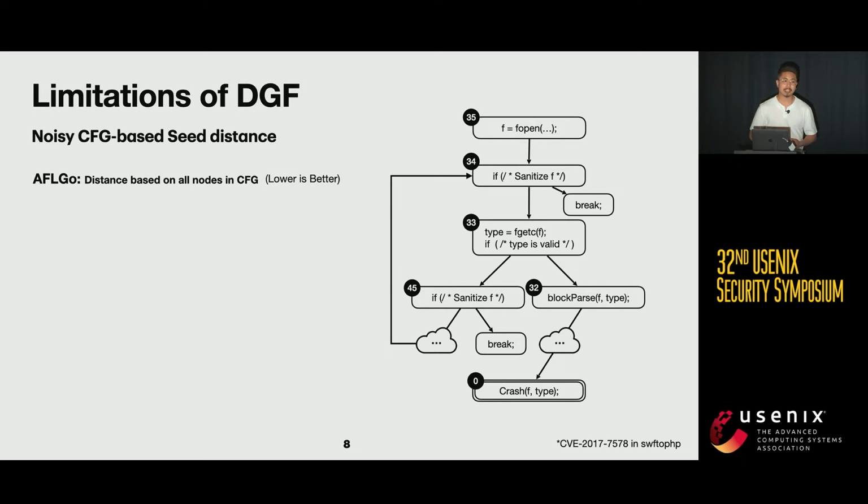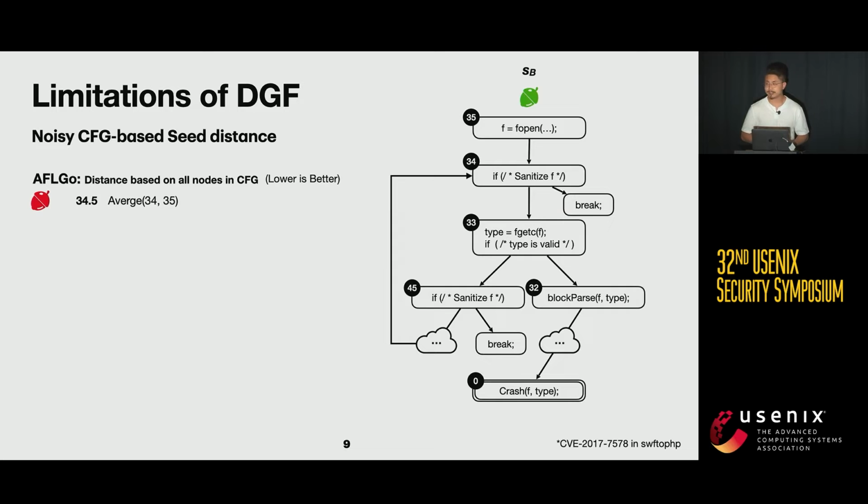Now, AFLGo, a previous directed gray box fuzzer, calculates the distance based on all the nodes in the CFG. So given a seed A, when seed A is executed, it first opens a file. It fails at the first sanitization. AFLGo assigns the average of the scores of the nodes a seed has covered. So in this case, seed A is assigned the distance of the average of 34 and 35.